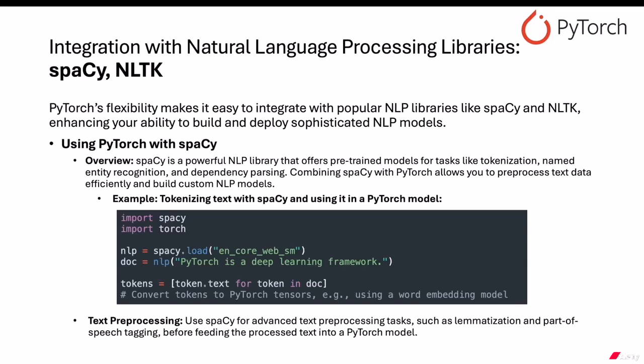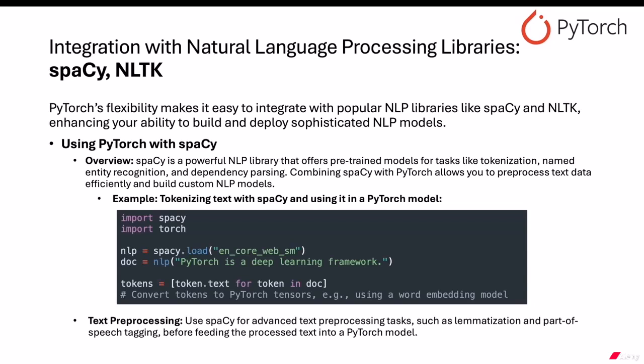Example is tokenizing text with spaCy and using it in a PyTorch model. Here is the example. Import spacy and import torch. Now spacy is spaCy, depends on how you say it. nlp equal to spacy.load("en_core_web_sm"). Doc equal to nlp("PyTorch is a deep learning framework"). Tokens equal to token.text for token in doc. This converts tokens to PyTorch tensors, for example using a word embedding model.